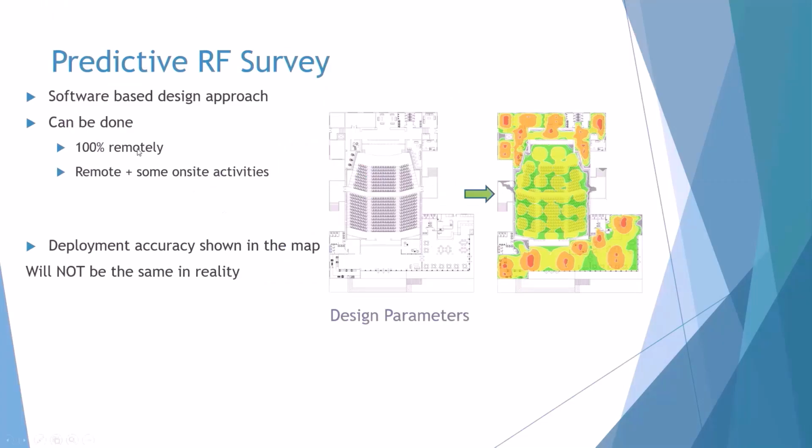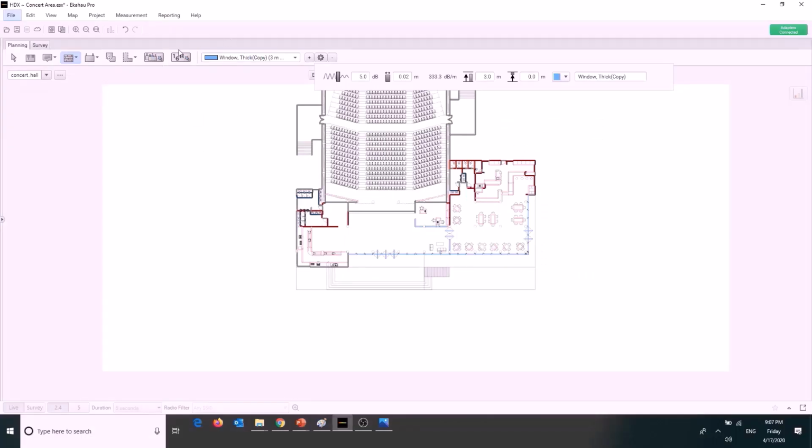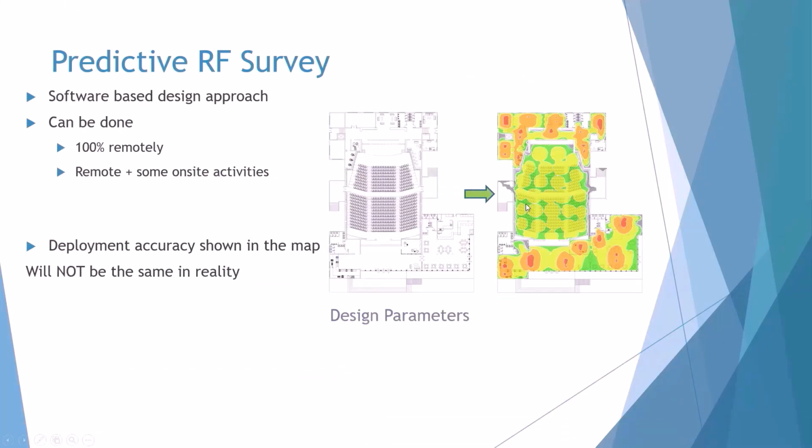So the main difference between the first way and the second one is that the more on-site activities you include, the more accurate your design model will be. Why? Because you don't rely on predefined values, but rather you measure and verify what you have on site and define these as design parameters, then feed them into the site survey software, then produce your design model.